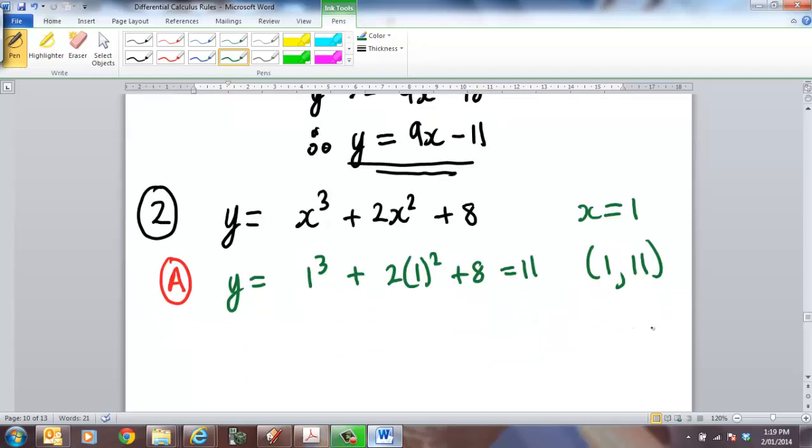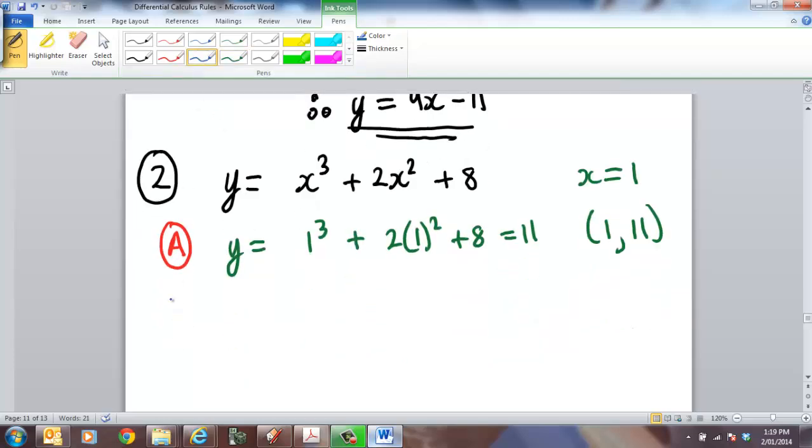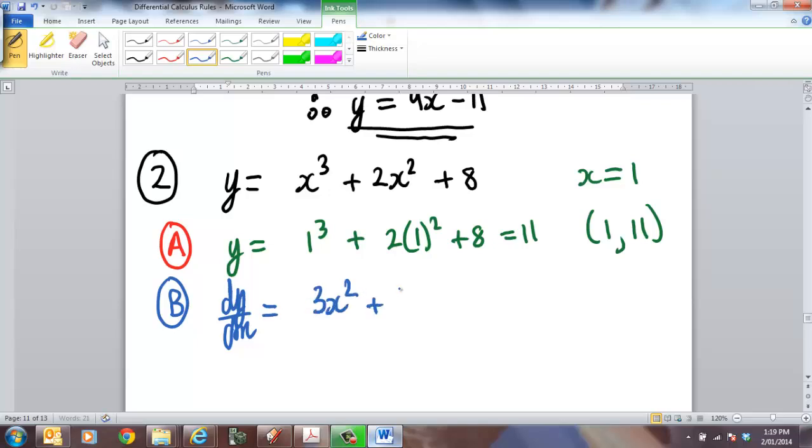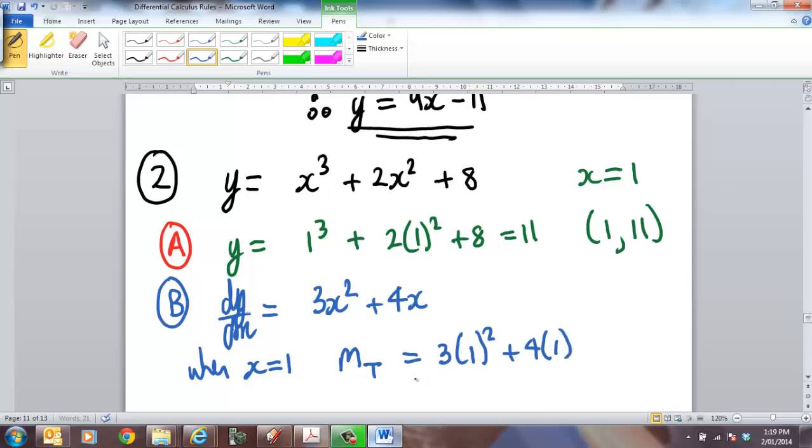Step 2 is to find the slope of the tangent. So that's my dy/dx, which is equal to 3x squared plus 4x, and the 8 goes out. So when x is equal to 1, and it's not harder for any other number, we know the slope of the tangent is going to be equal to 3 times 1 squared plus 4 times 1, so that's going to be equal to 7.